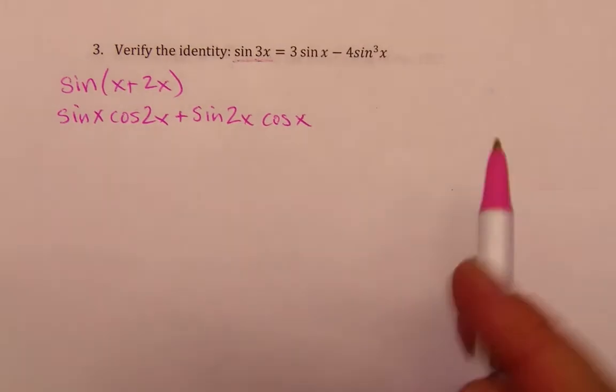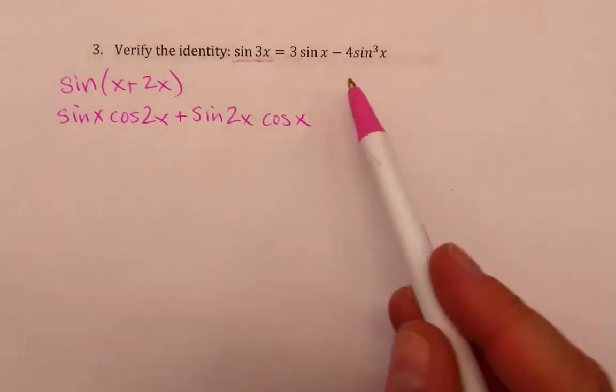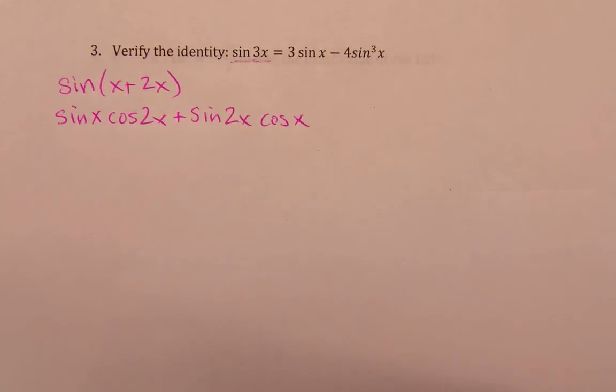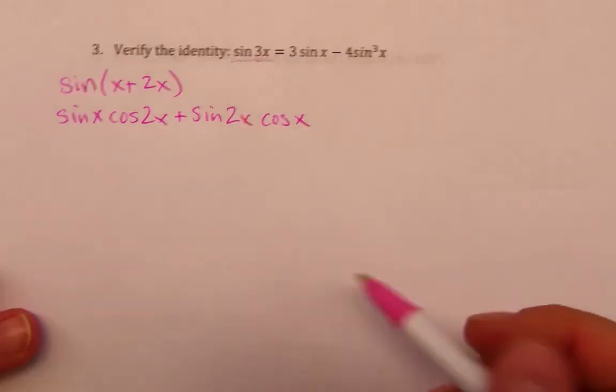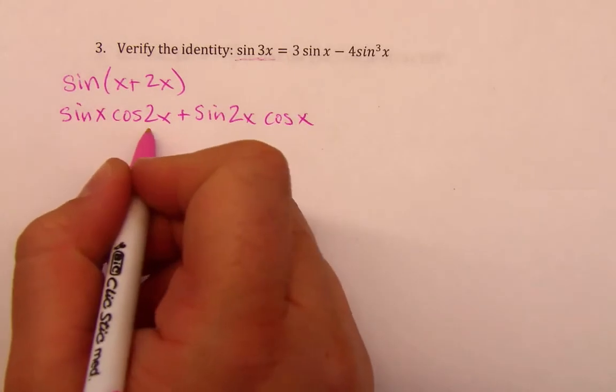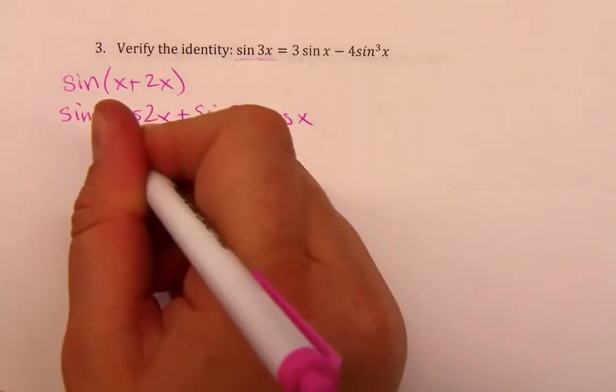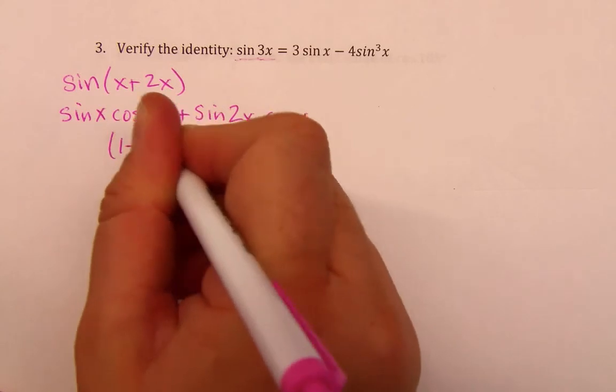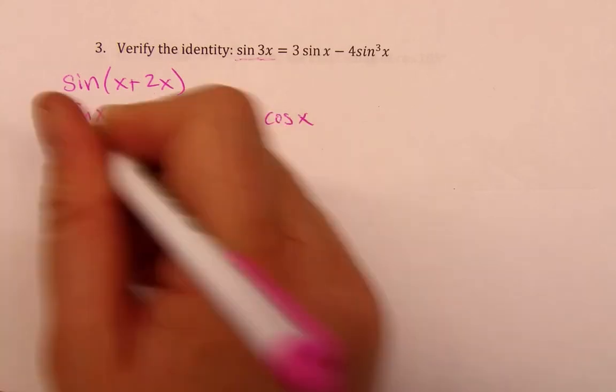And notice here that on the right side, we don't have any cosines. So I want to figure out ways to simplify this so that these are no longer here. So I know that I have a double angle formula for cosine. I can replace that with 1 minus 2 sine squared x.